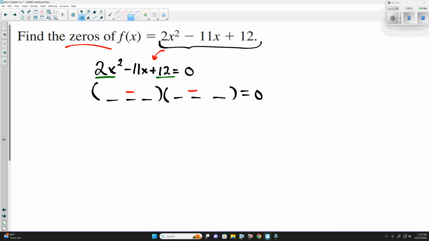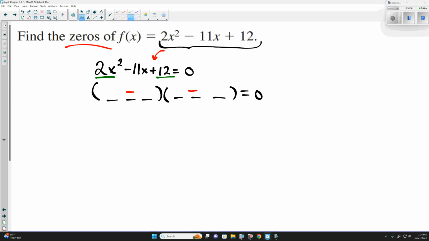Does that make sense? The only time we look for the sign of the middle term is if the third term is positive. If the third term is negative, it's automatically opposite: one's positive, one's negative. I just never really explained it to myself.